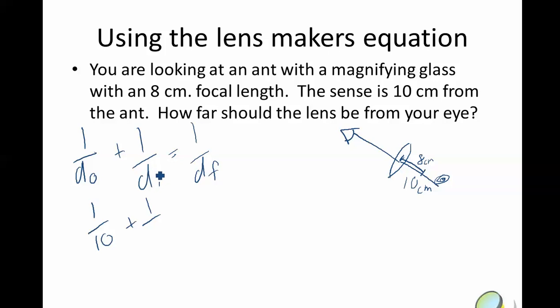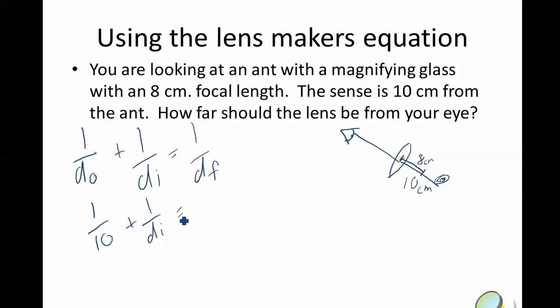Let's take a look at what d sub i is. d sub i is the distance between the lens and the image. In this case, you want the image to be your eyeball. You want to focus that light into your eyeball so that your lens can focus it better onto the back of your retina, and you can see the wonderful little ant there. So that is an unknown. d sub i, the distance between the lens and the image, we don't know where that is, so I'm just going to leave that.